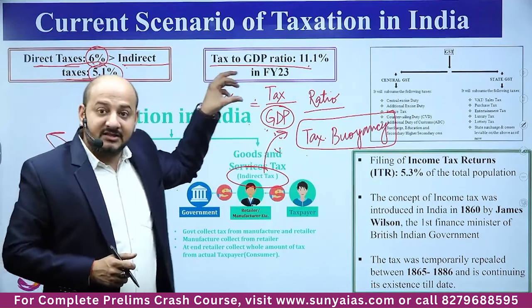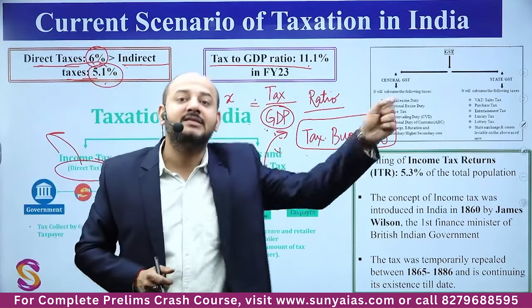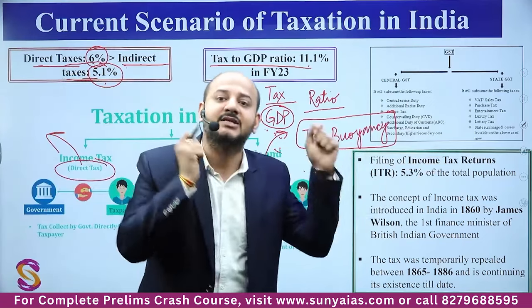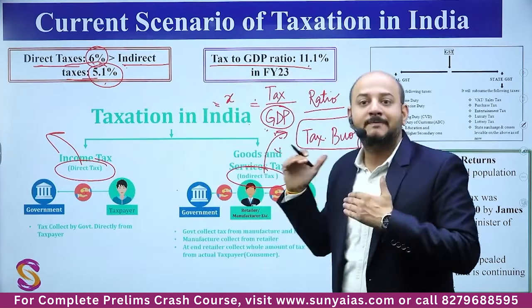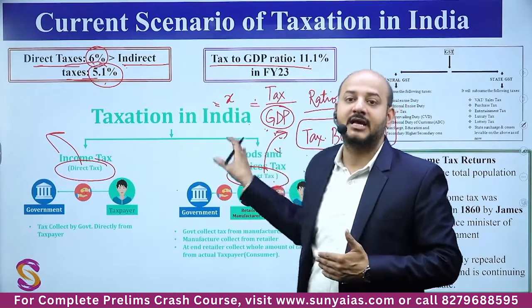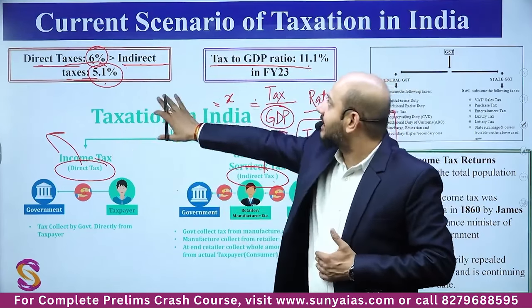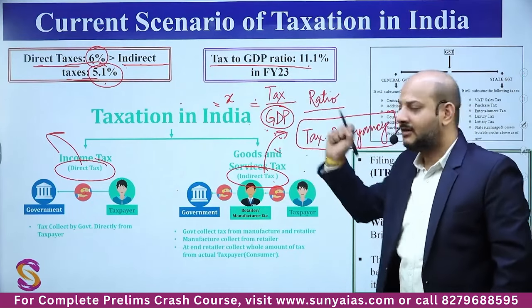The change in the tax with respect to incremental increase in the GDP is called as tax buoyancy. It means that incremental increase has to happen into the GDP. Positive increment should be there, or it should be constant, then only it will be called as tax buoyancy. Getting this point? So this has been the correct scenario of Indian taxation overall. Just understand little bit macro figures right now.